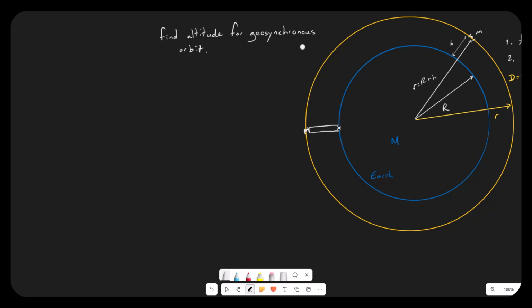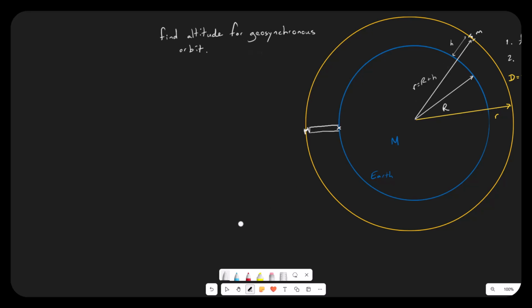That's what a geosynchronous orbit is. We are synchronized with the Earth. So now we're going to find the altitude for geosynchronous orbit, and there's only one altitude for it. It's different depending on the planet, right? If you wanted to do this around Mars or something, we would have a different altitude, but for the Earth, there's only going to be one.